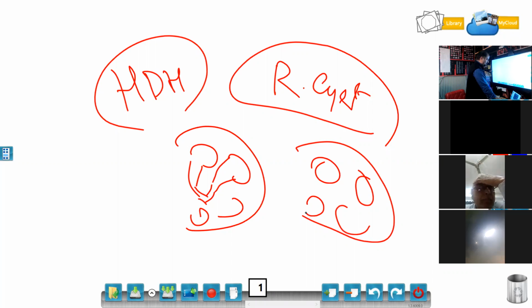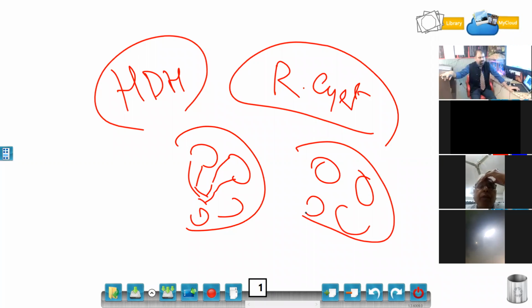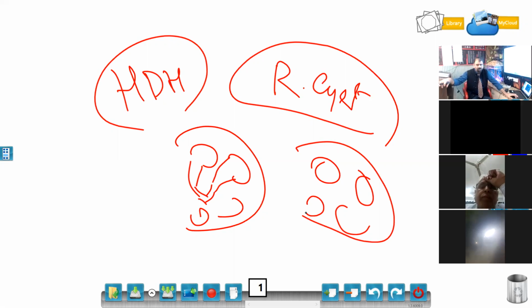Then nephrocalcinosis. There are two types of nephrocalcinosis. One is cortical nephrocalcinosis, and the other is medullary nephrocalcinosis. Whenever the collecting systems look very echogenic, or the cortex looks very echogenic, accordingly you can say whether it is cortical nephrocalcinosis or medullary nephrocalcinosis.